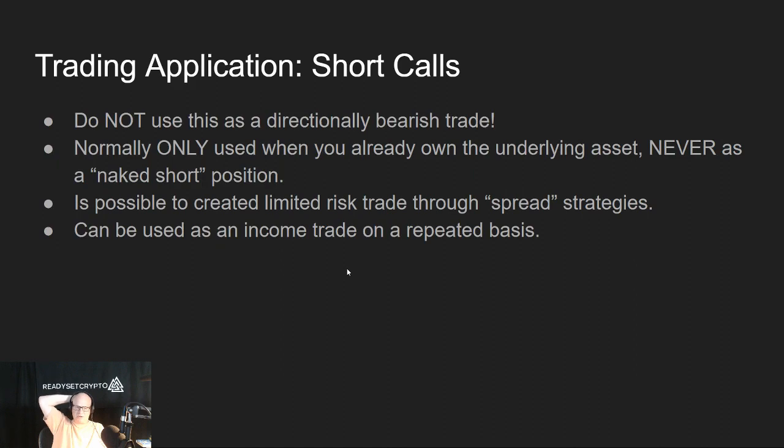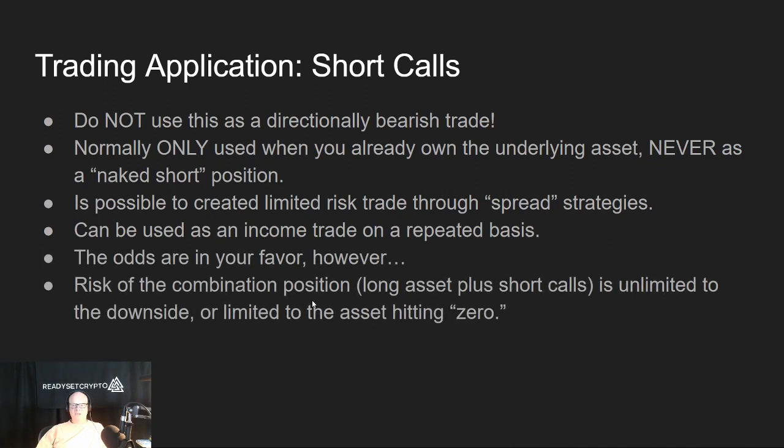So you can do this. You can sell puts and build up enough of an account that you've got enough BTC, and then you can start to rent that out. The odds are in your favor. However, the risk of the combination position, long asset plus short calls, is still going to be unlimited to the downside. So here's the risk curve, with unlimited risk to the downside, and here's your break-even point, right there.